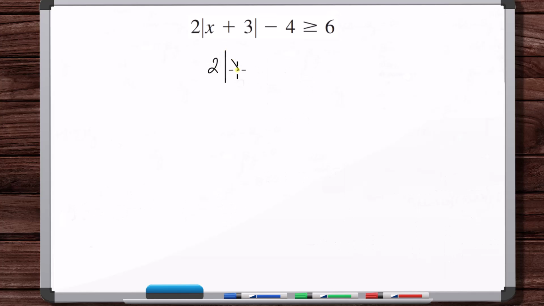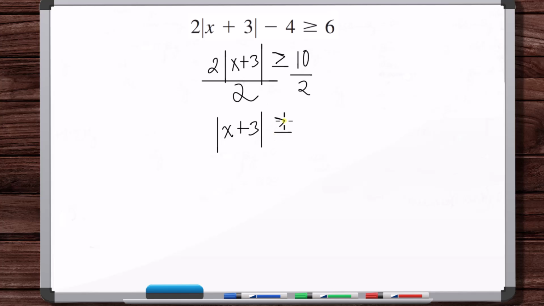Okay, let's add 4 to both sides. We want to start by simplifying as much as possible. Divide both sides by 2. 2 is positive, so we don't need to flip anything. Okay, we got one boundary point at x is equal to -3.